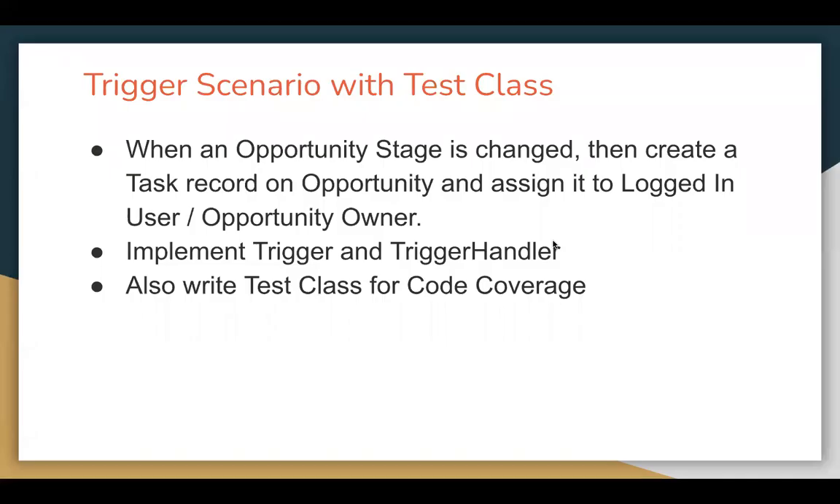In this video, I'm going to discuss a scenario based on a trigger along with its test class. The requirement is: when an opportunity stage is changed, on opportunity we have a field called stage. If it is changed from any value to any other value, then we need to create a task record on that opportunity. And after creation of the task, we need to assign it to maybe the logged in user or the opportunity owner, right? So we just need to implement a trigger and trigger handler for this.